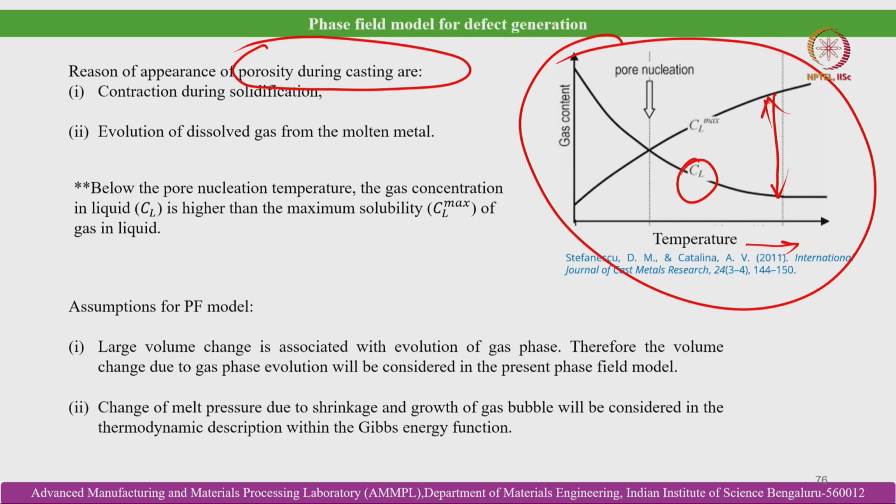Okay. So, the assumptions for the phase field model: a large volume change is associated with evolution of the gas phase. Therefore, the volume change due to gas phase evolution will be considered in the present phase field model. The change of melt pressure due to the shrinkage and growth of the gas bubble will be considered in the thermodynamic description within the Gibbs energy equation.